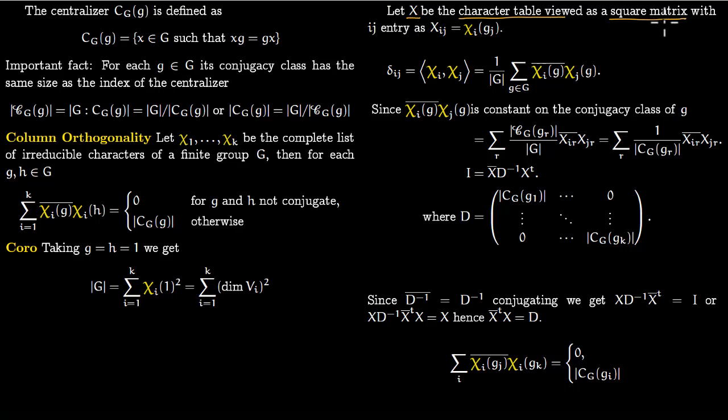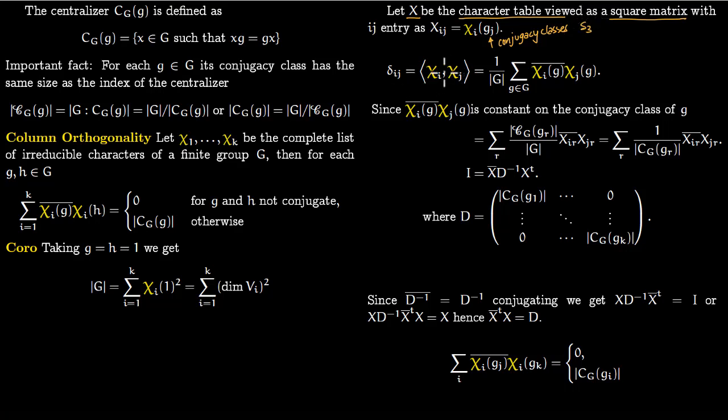So X is a character table with the square matrix, and the ijth entry is this chi i of g_j. So this is from the conjugacy class. You're not taking all the group elements, you are just working with conjugacy classes. As we have just seen in the character table of S3, you did not work with all elements of S3, just with the conjugacy classes.